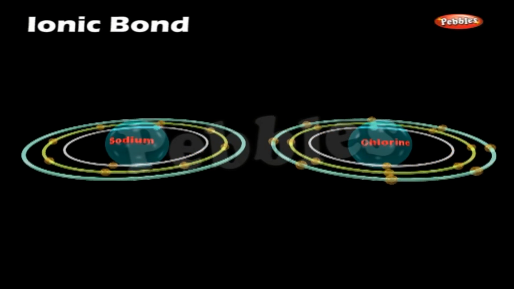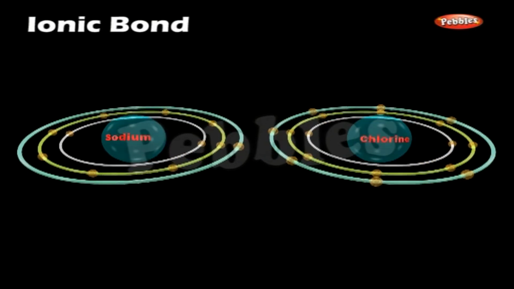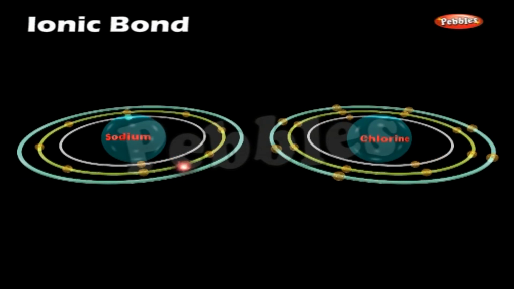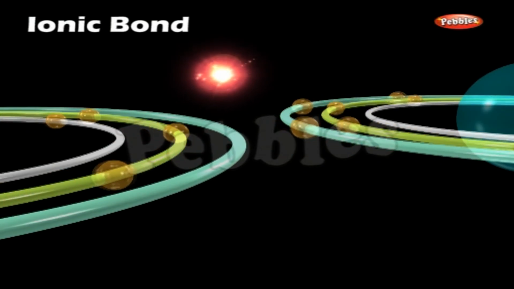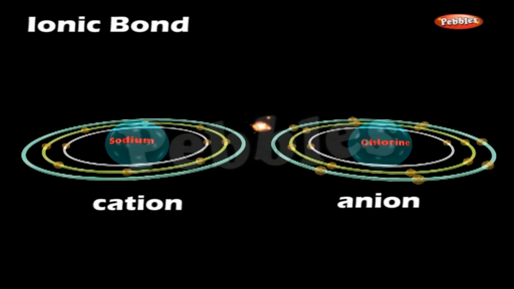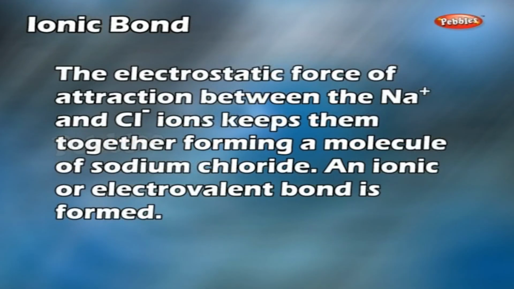Now, the electronic configurations of sodium and chlorine atoms become 2, 8, and 2, 8, 8 respectively. Thus, both the atoms get the stable octet structure. In the process, the sodium atom loses an electron and so it becomes a positive ion called cation. The chlorine atom gets an excess electron and so it becomes a negative ion called anion. The electrostatic force of attraction between the Na+ and Cl- ions keeps them together, forming a molecule of sodium chloride. An ionic or electrovalent bond is formed.